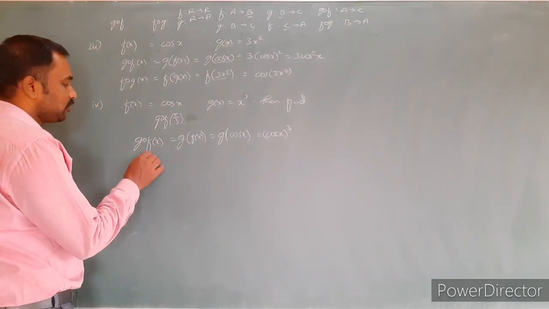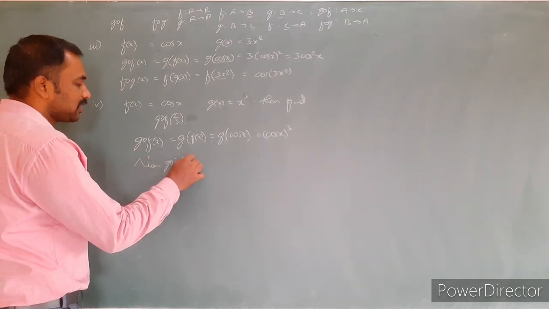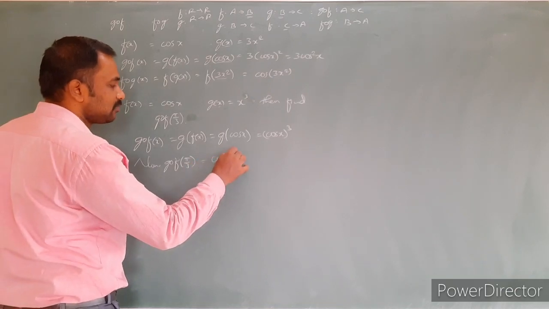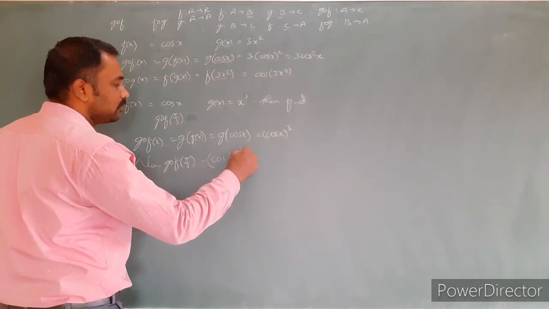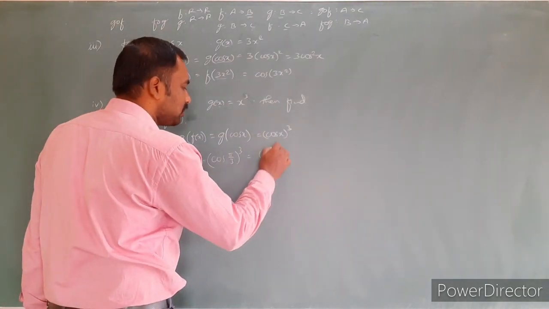Now we need to find g∘f of π/3. Wherever x is there, replace it with π/3. That means cos of π/3 whole cube. What is cos 60? Cos 60 is 1 divided by 2, whole cube.